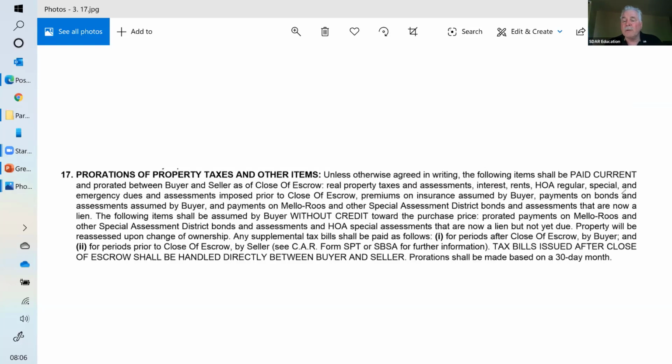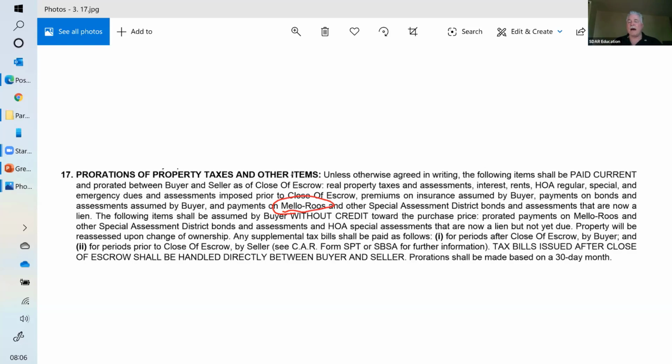How about payments on bonds? Bonds are usually done for improvement projects and things like that. So bonds and assessments that the buyer is going to assume. And again, you have to tell the buyer what they're going to be assuming. That's the rule, right? So again, a lot of that stuff shows up in my preliminary title report. Okay, so any payments on bonds or assessments assumed by the buyer, and payments on Mello-Roos.